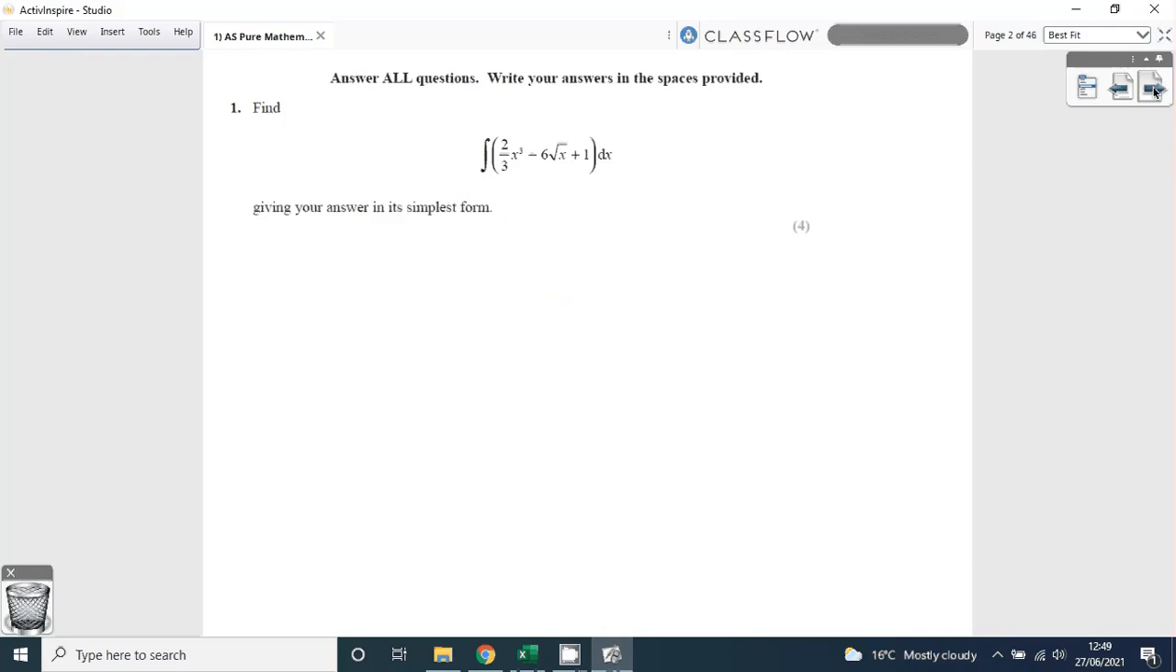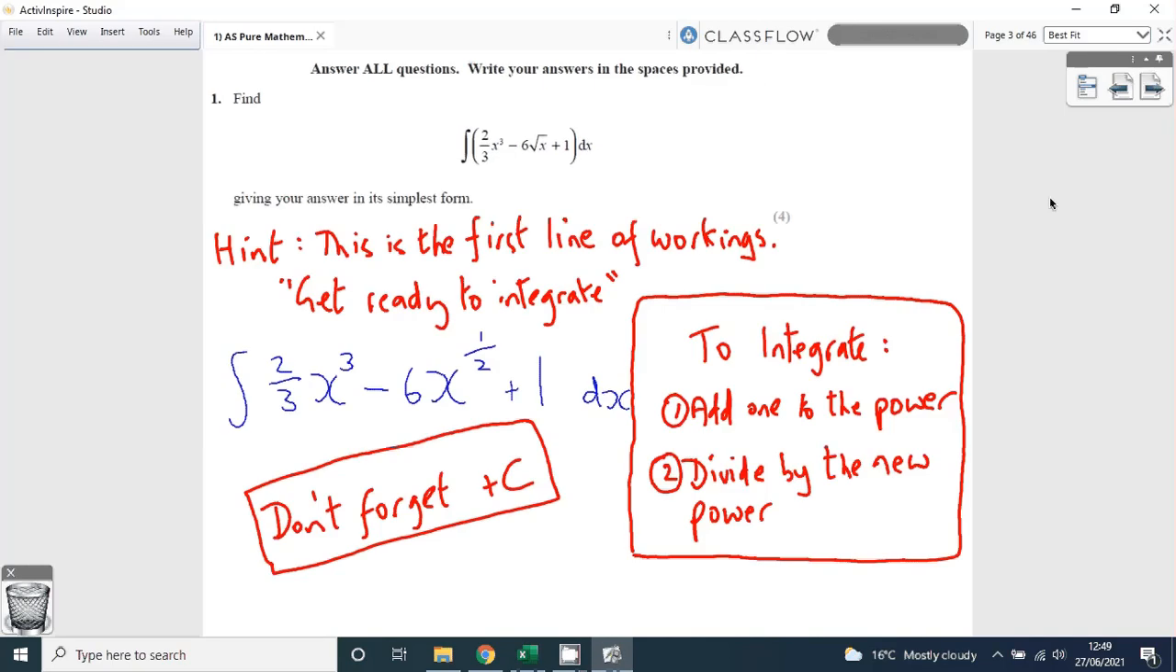Okay, if you want a hint for this, whenever you've got to differentiate or integrate, start off by getting ready to integrate. Make it in this format that I've done here in blue. The 2/3 x cubed is fine, but the square root of x, write that down as x to the power of a half, then the added 1. Then go through term by term: integrate the first term, the second term, the third term.